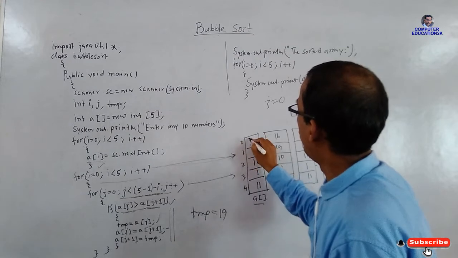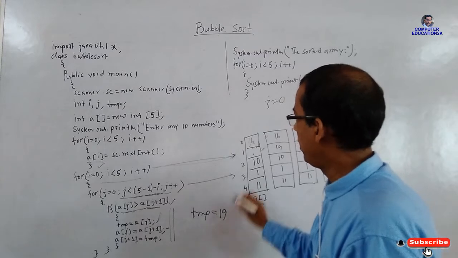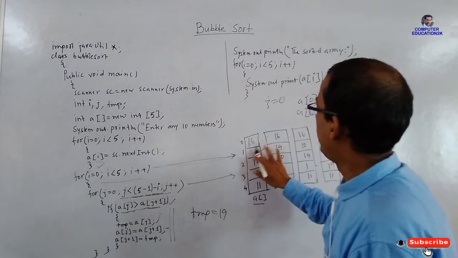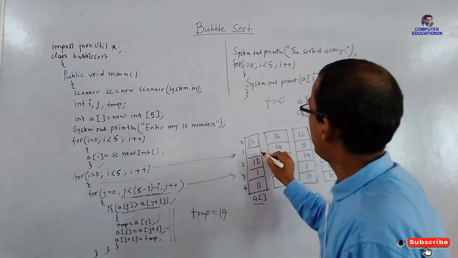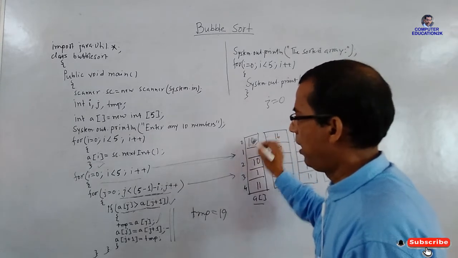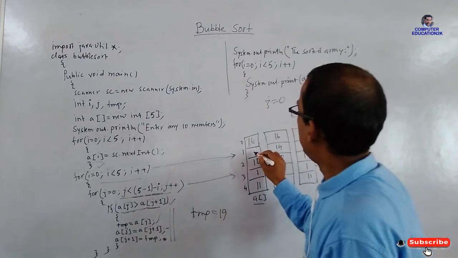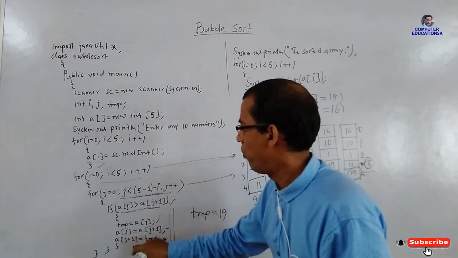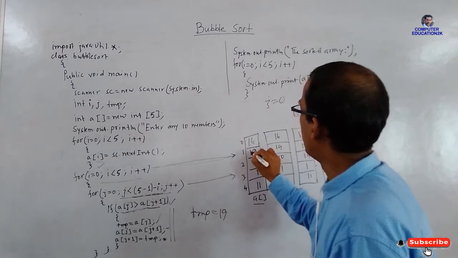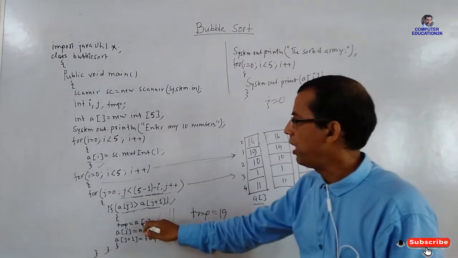So in this line, you are removing 19 from here and storing it in temp, and in this line, you are swapping or exchanging 16 from here to here, the first cell. And in this line, you are storing 19 back. a of j plus 1 means a of 1. In a of 1, you are storing 19. So that exchange is taking place here. I think you have understood these 3 lines.